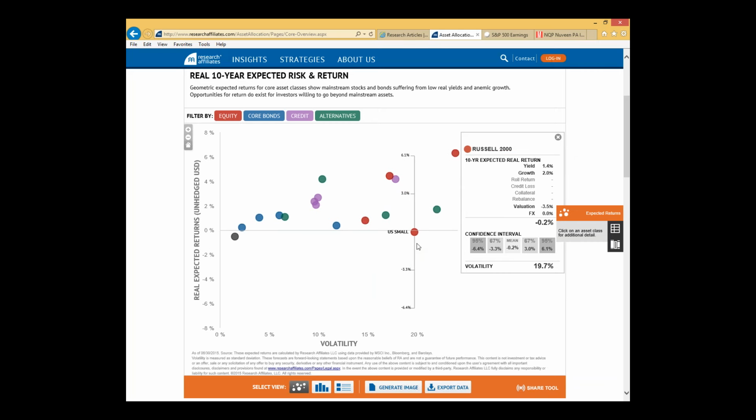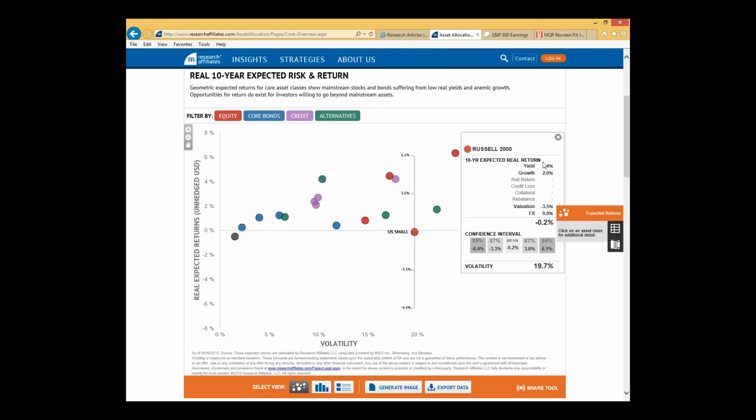US small cap stocks are more expensive than large cap stocks. In the past, the valuations for small cap and large cap stocks have been pretty close, but right now the PE ratios are higher on US small cap stocks. One study I saw indicated that in the Russell 2000, about 20% of the companies had negative earnings.